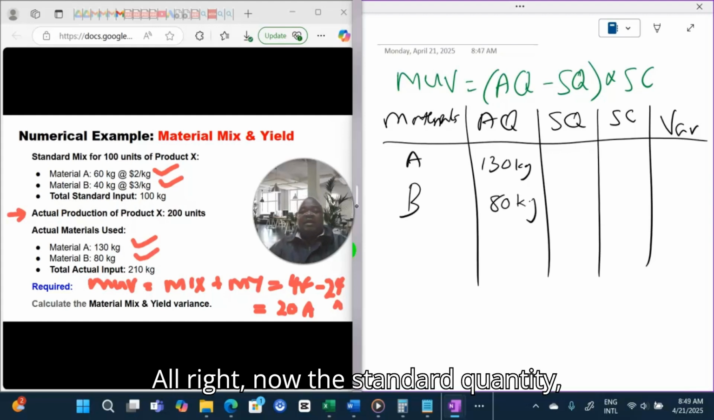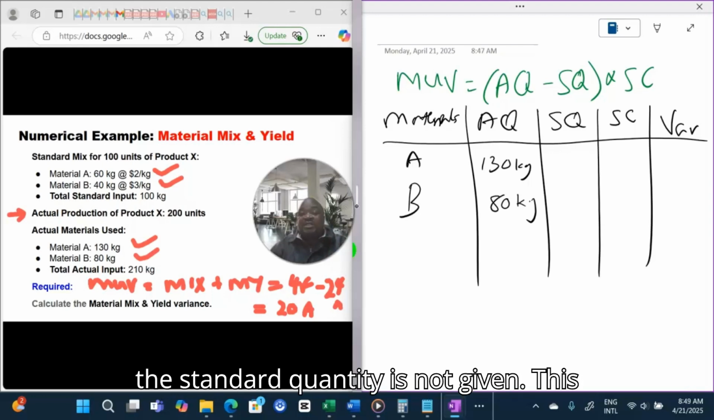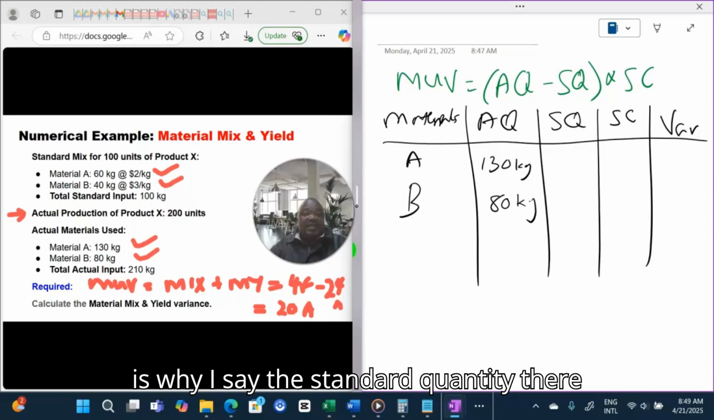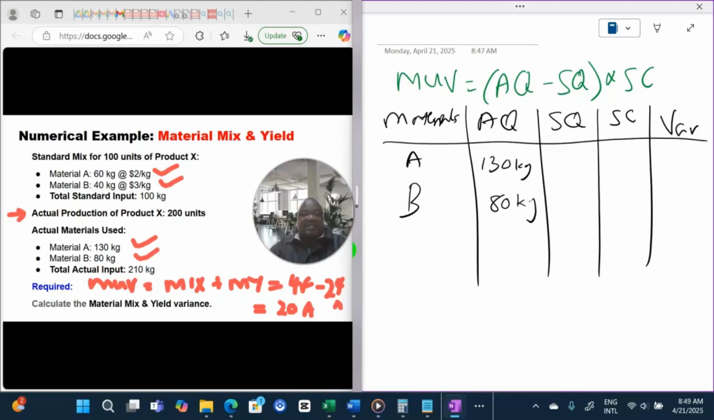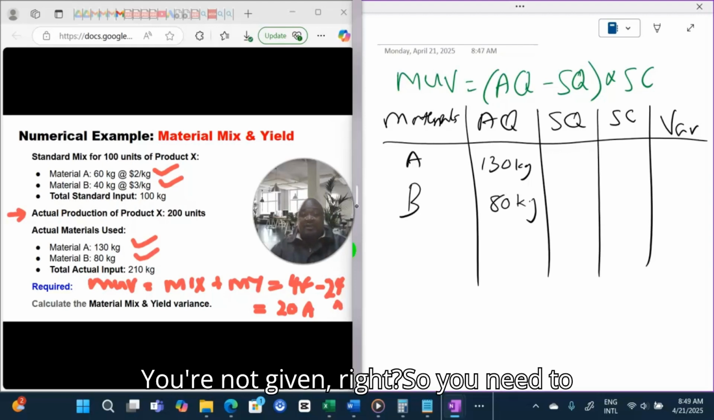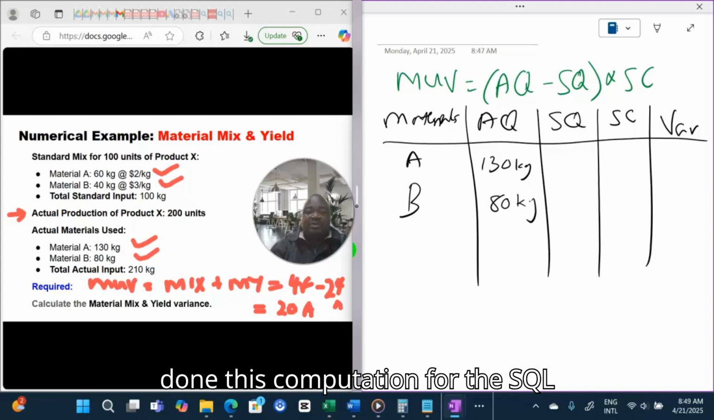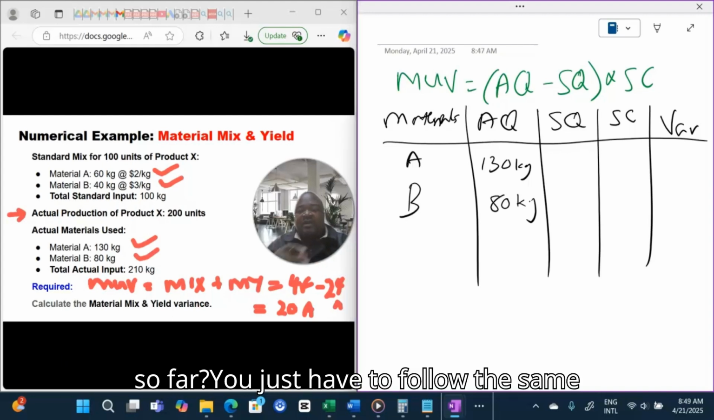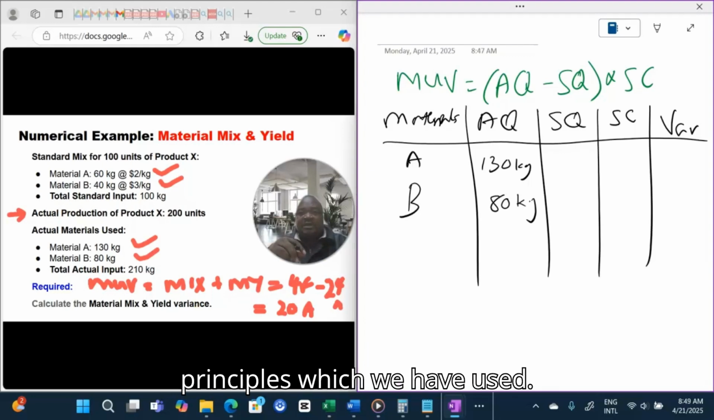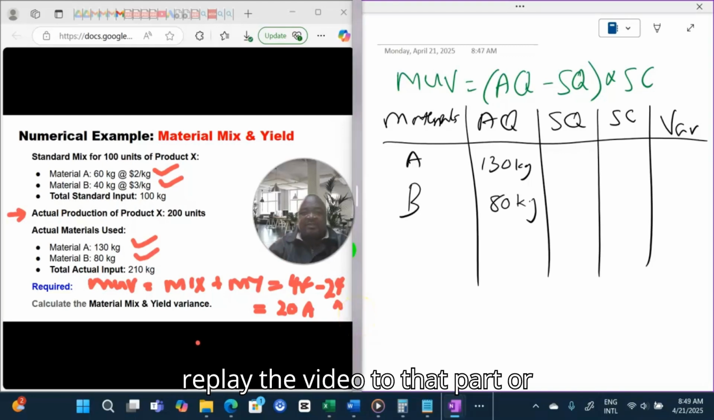All right, now the standard quantity is not given. This is why I say the standard quantity there is actually the standard quantity in standard mix or at standard mix. You're not given, right? So you need to lead yourself. Haven't we done this computation for the SQ so far? You just have to follow the same principles which we have used, all right? And we've done the computations when we were doing the yield variance. Okay, you can replay the video to that part, or I can then show you here.